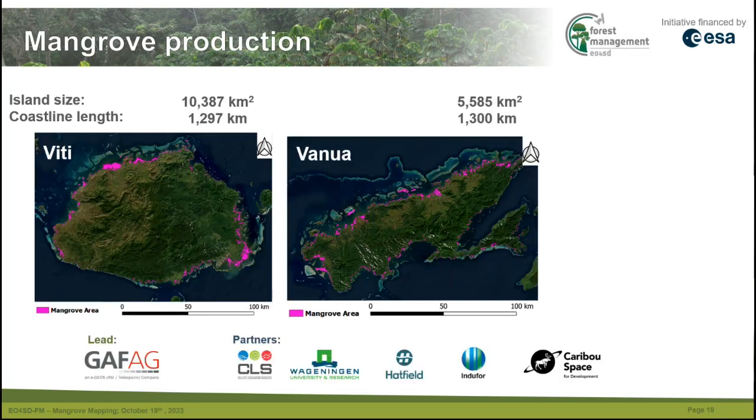So these are fairly large areas that we mapped for 5 years. Viti Levu is 10,000 square kilometers with more than 1,000 kilometers of coastline, and Vanua Levu is 5,000 square kilometers with 1,300 kilometers of coastline. So using Sentinel-2, we mapped a large area over multiple years.